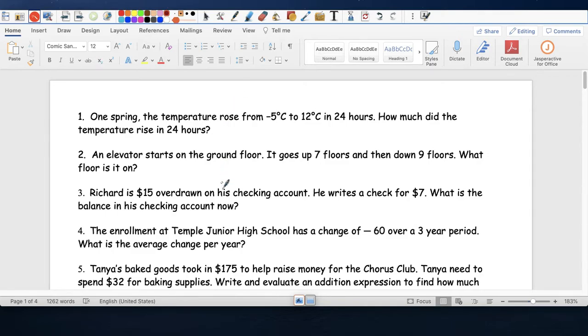So what is the average? How many kids do they lose per year? This would be a division problem. I know we didn't go over it, but division follows the same rules as multiplication. So negative 60 divided by 3, a negative divided by a positive is a negative. So we can say that on average, the school lost 20 students per year.